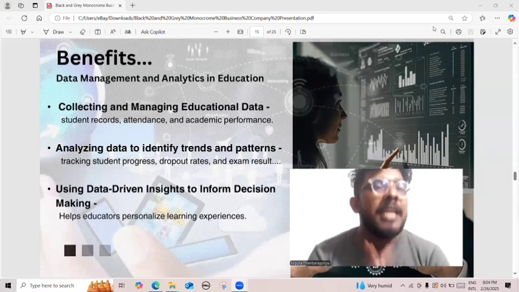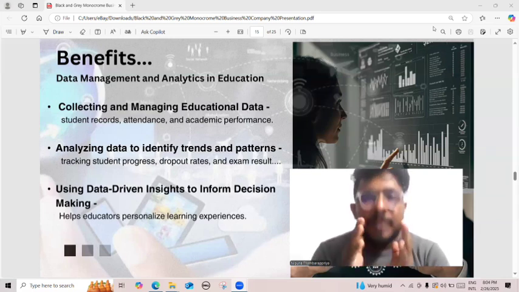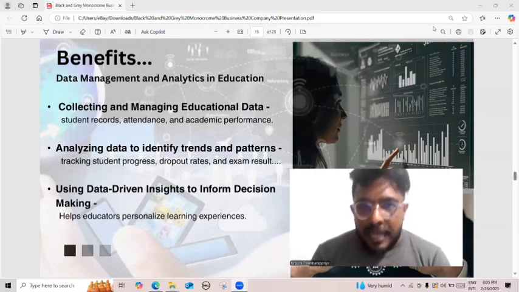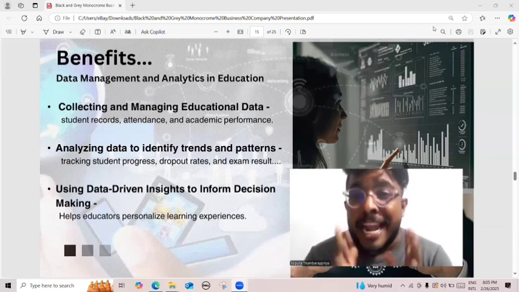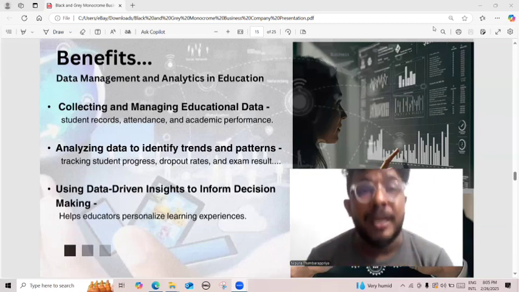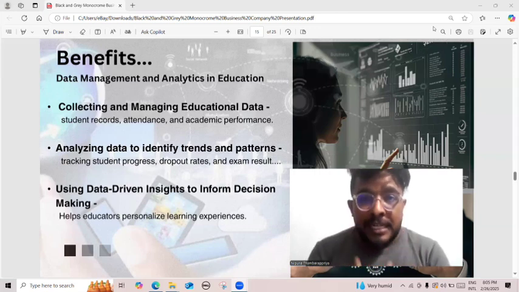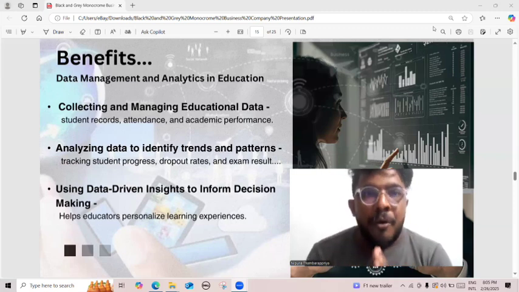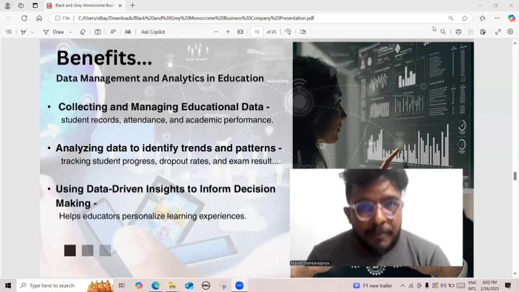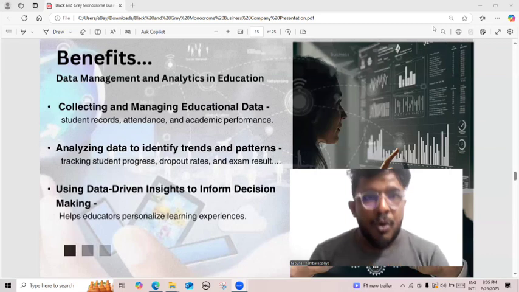Next benefit, using data-driven insights to inform decision making. With data-driven insights, a management information system plays a crucial role in enhancing decision making in education. Educators can personalize learning experiences by analyzing student strengths and weaknesses, ensuring better academic support. School administrators use management information systems to make informed policy decisions such as resource allocation and infrastructure improvements.